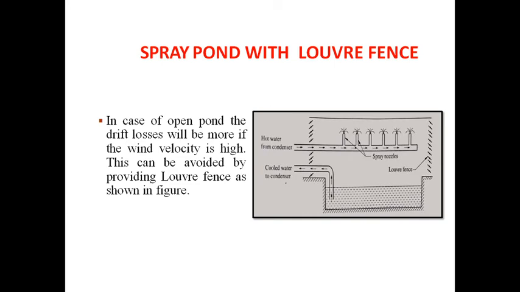Spray pond with loop fins. In this system, spray nozzles are arranged at the same elevation as shown in the figure. In the case of an open pond, the drift losses will be more if the wind velocity is high. Drift losses are also called windage losses. It is the amount of total tower water flow that is entrained in the flow of air to the atmosphere. Are you clear? Okay. This can be avoided by providing loop fins as shown in the figure.